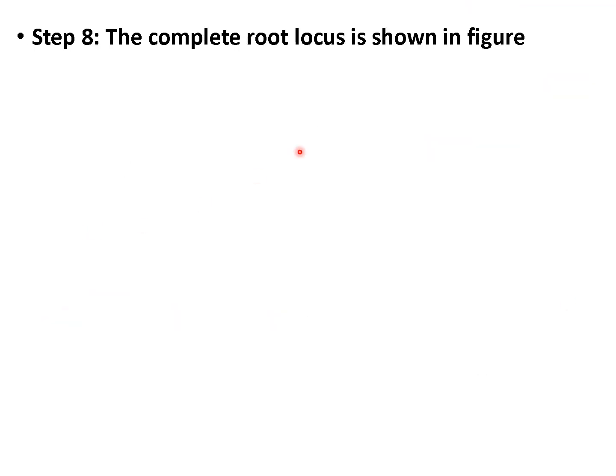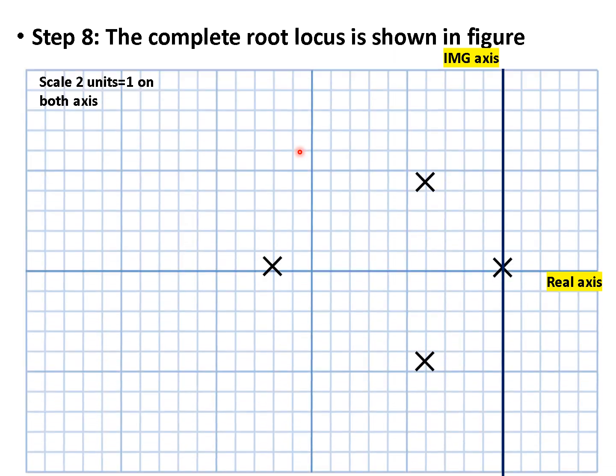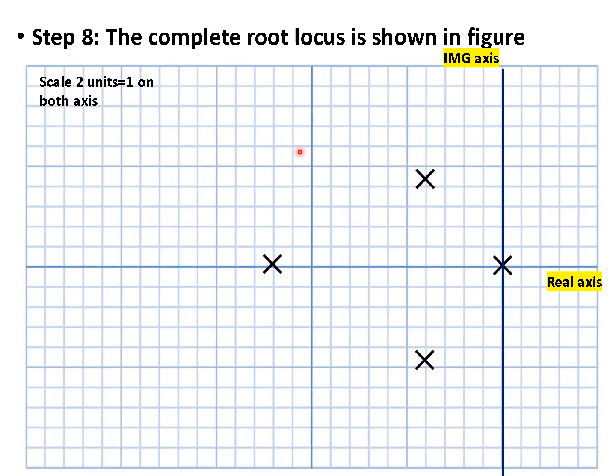Now step 8, the complete root locus. We already have all the details required to construct the root locus. First thing is we take the real axis and imaginary axis. We keep the scale as 2 units equal to 1 in both the axes. Then we represent all the poles on the plane. We have 2 real poles and 1 complex conjugate pair, in total 4 poles. Now it is represented like this.